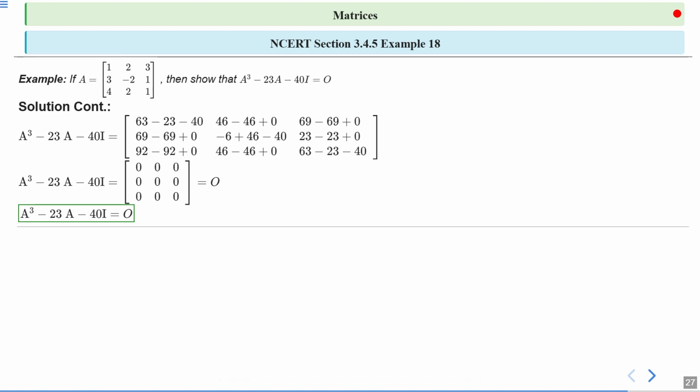Therefore, to summarize, we have shown that A cube minus 23A minus 40I is equal to O. This demonstrates how matrix operations can be used to verify matrix equations. So it's important to carefully perform each step to ensure accuracy in our calculation. Okay, so let's move to the next part.